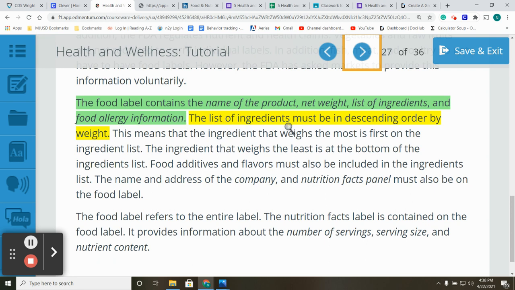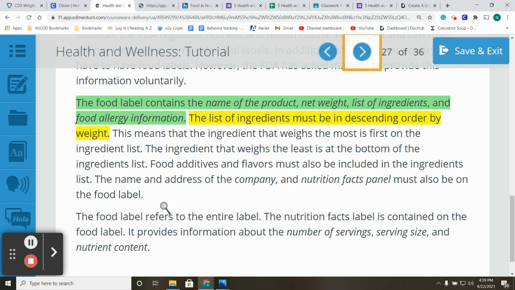The list of ingredients must be in descending order by weight. This means that the ingredient that weighs the most is the first ingredient on the list. So if it says apple juice on the front, but on the label it says water, apple juice, then you know that there's more water in it than apple juice. The ingredient that weighs the least is at the bottom of the ingredient list. Food additives and flavors must also be included in the ingredients list.